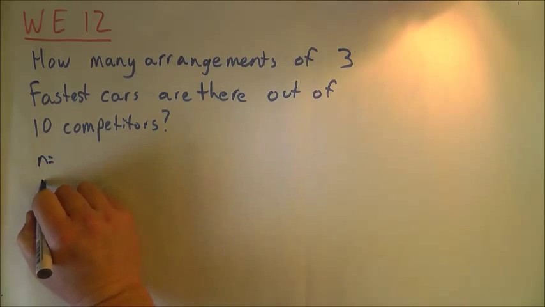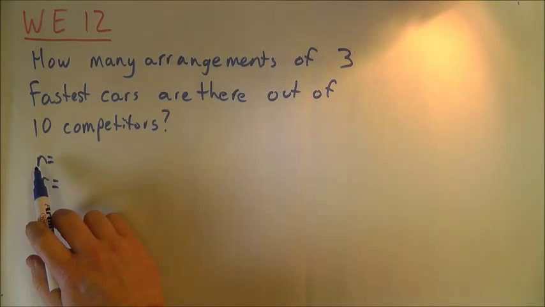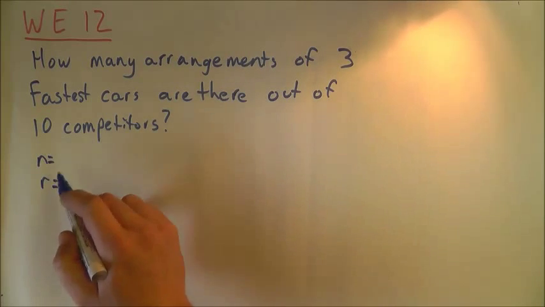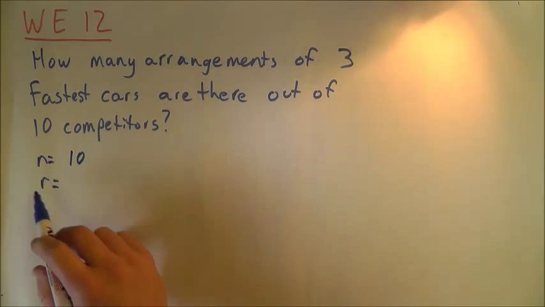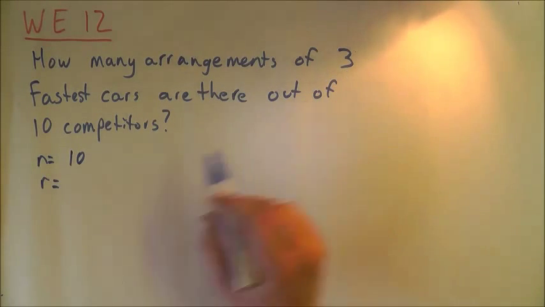What is N and what is R? N is the total number of cars we have to choose from. There are 10 competitors, so there must be 10 cars. R, we want to make groups of how big? We want to make groups of 3.